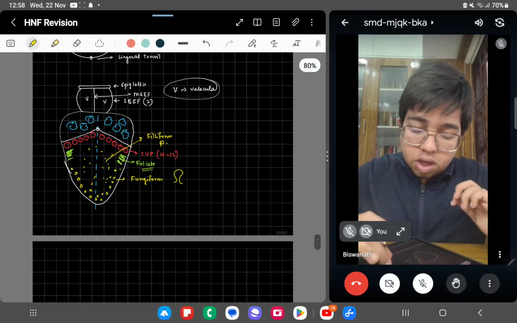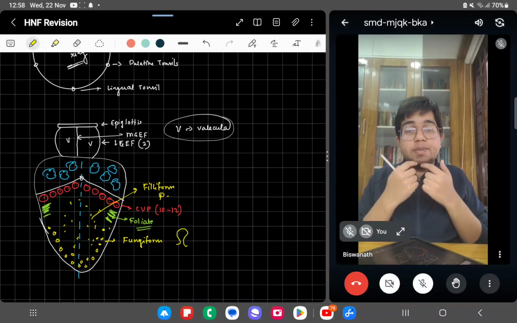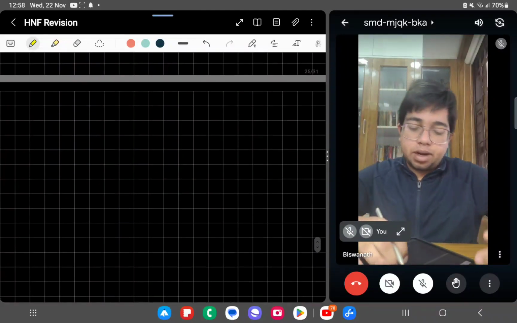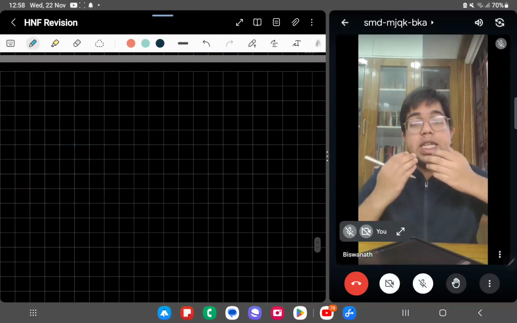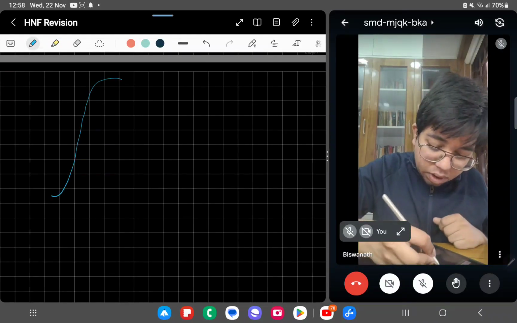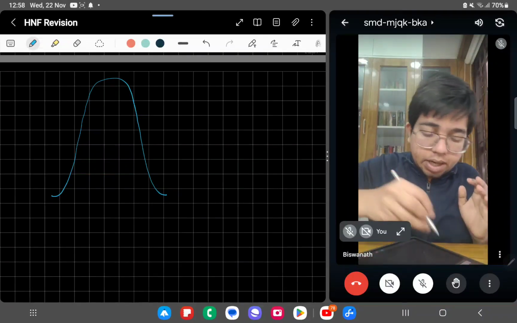So this completes the dorsal aspect of the tongue, the front part of the tongue. Let's move on to the ventral aspect, and let's see the tongue from the inside, like we are seeing in this part. This is the ventral aspect.